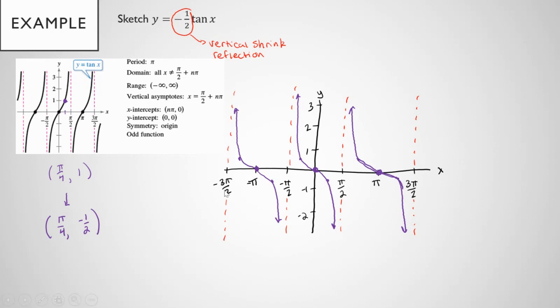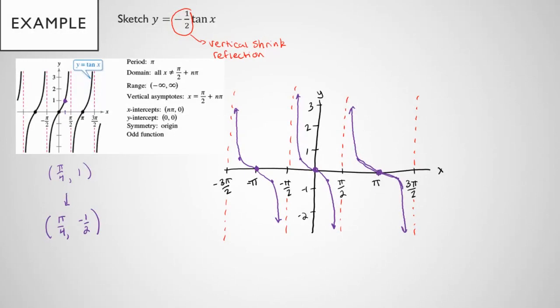So that's how you can sketch something like this, where the only transformations you have are a vertical shrink and a reflection. Do you have any questions? How do you know where to sketch the vertical asymptotes? Is it always the same? That is an excellent question.